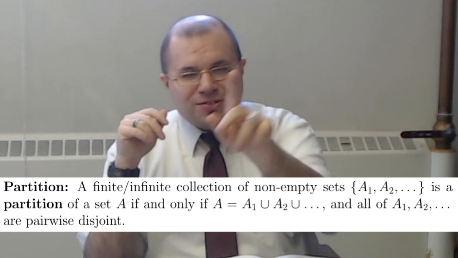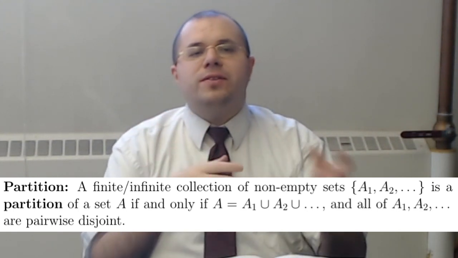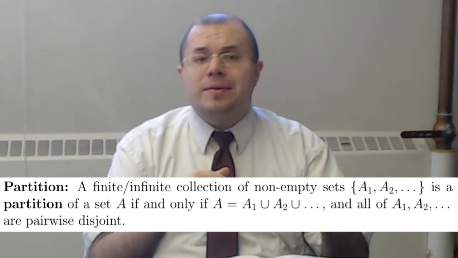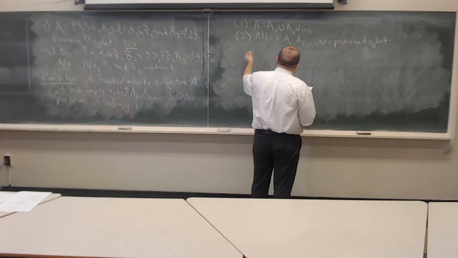However, it must also be, so that's part number one. Part number two is just that each one of these sets that's in the collection must be pairwise disjoint. Anyways, pass, Dan. Take it away. So, and it's pairwise disjoint.